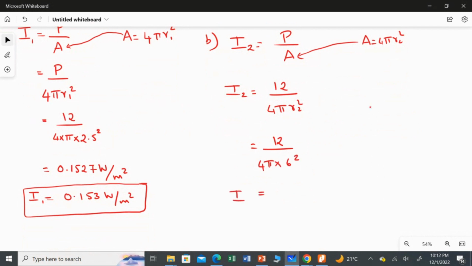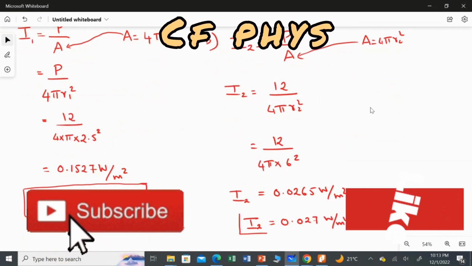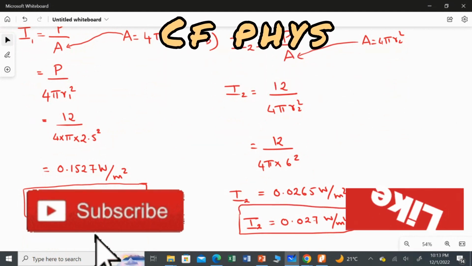Let's see what is the answer for the second case. 12 over 4 pi 6 square. I got the answer as 0.0265, and the unit again is watt per meter square. So again I want to write the value to 3 digits. Therefore the intensity for this radial distance 6 meter is 0.027 watt per meter square. Clear? That's it. Thank you.